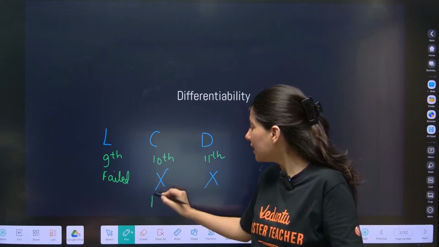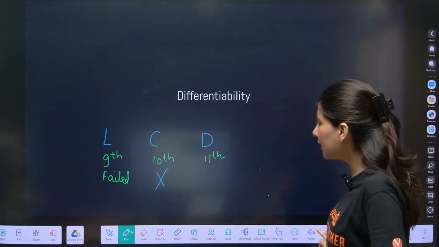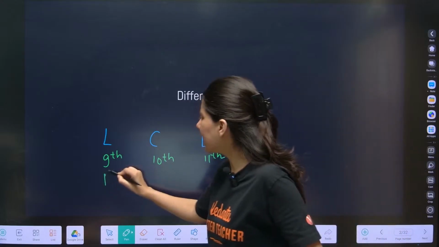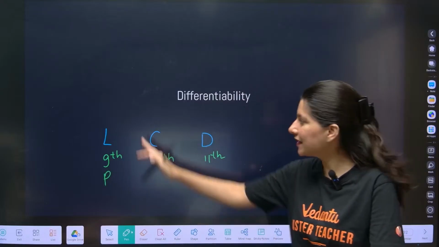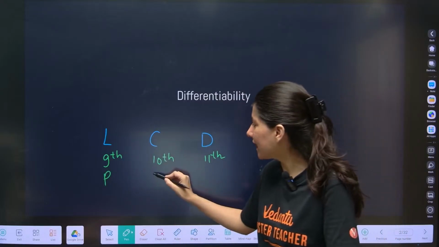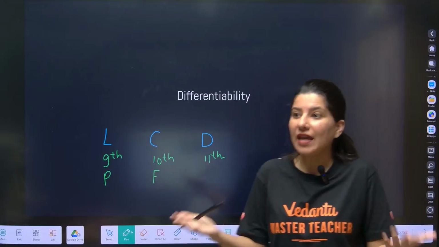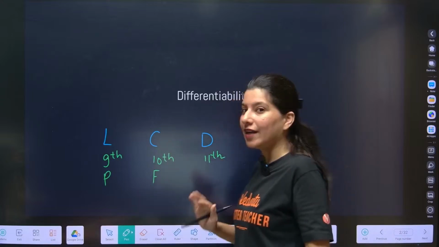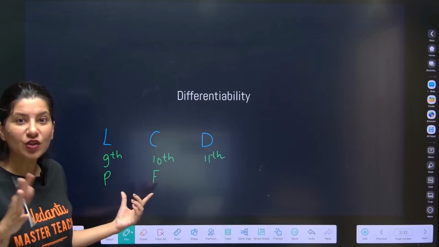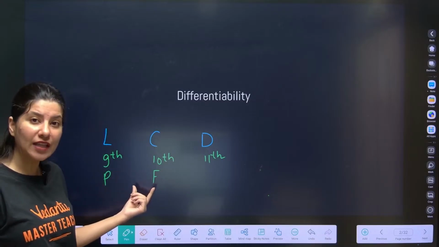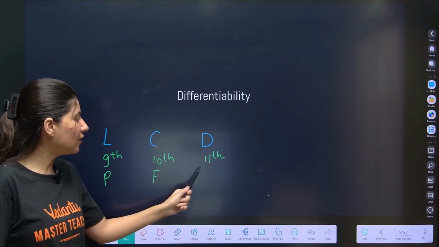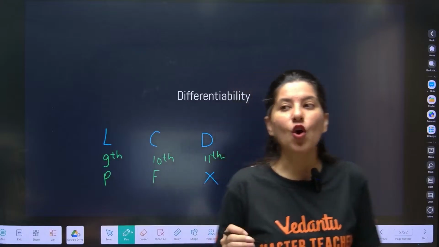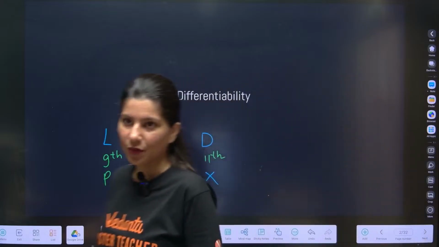Suppose a student has passed class 9th, that means limit exists. Now he is in class 10th, so continuity may or may not exist. But now we realize that class 10th is failed, that means continuity is not there; limit is there but continuity is not there. Then are you going to talk about differentiability? No. If a function is discontinuous, then we are not going to talk about differentiability.